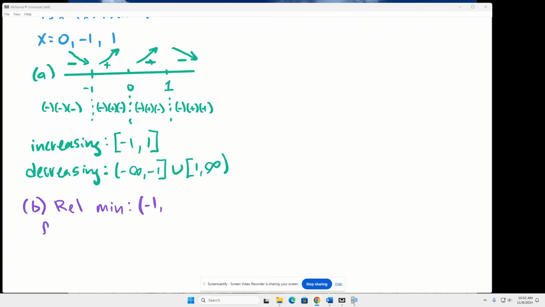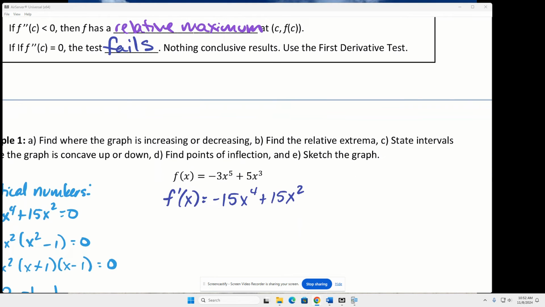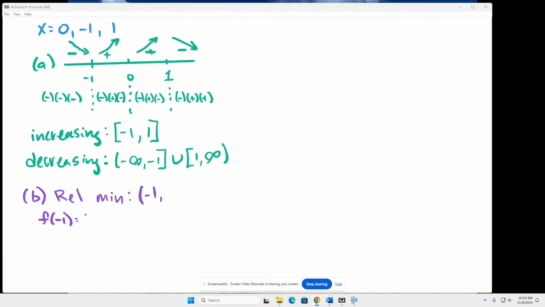All right, and then we would need to plug that -1 into the original function. Which means we're going to raise it to the 5th power, which keeps it -1. Multiply it by -3, which is +3. Raise it to the 3rd power, which keeps it -1. And then multiply it by 5, so that would be 3 minus 5, or -2.